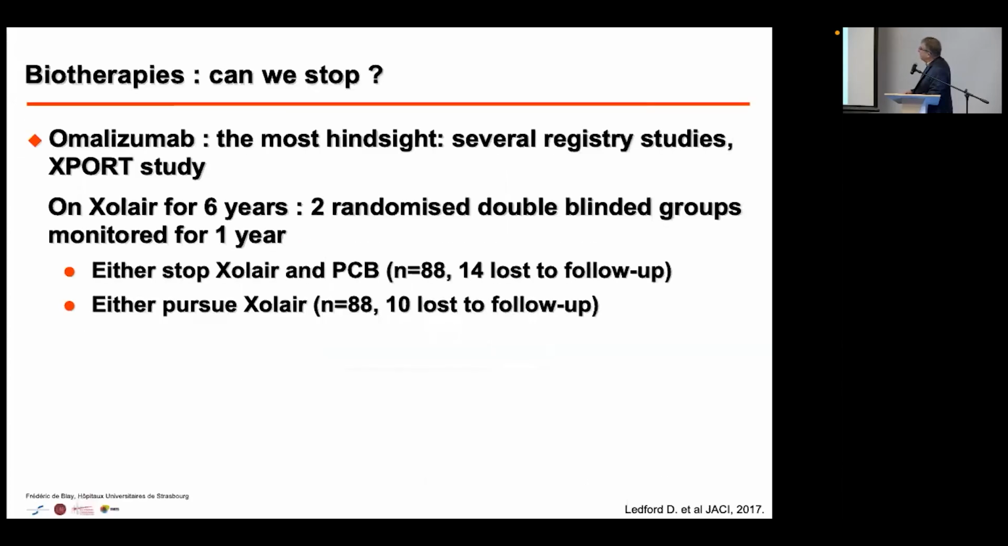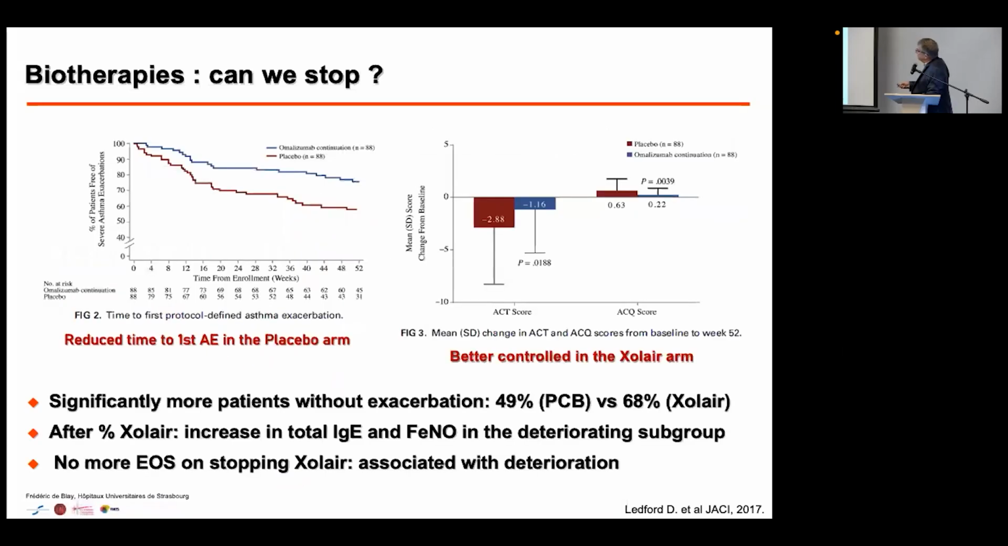Long-term effect, because I think that's a real issue. How long are we going to treat the patients? The first study was with omalizumab. It was EXPERT. So Xolair for 6 years, 2 randomized double-blind studies, either stop Xolair and take placebo, or pursue Xolair.